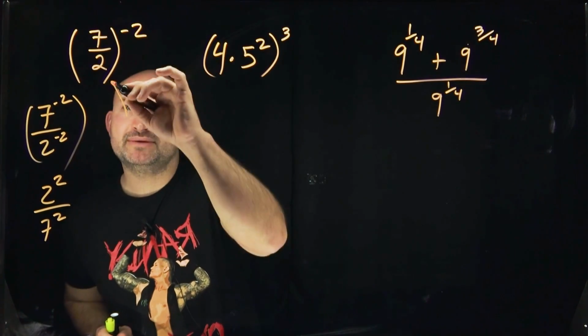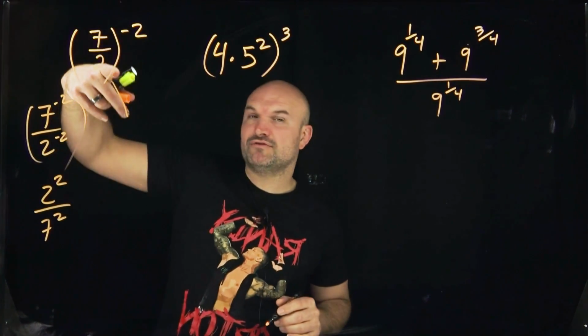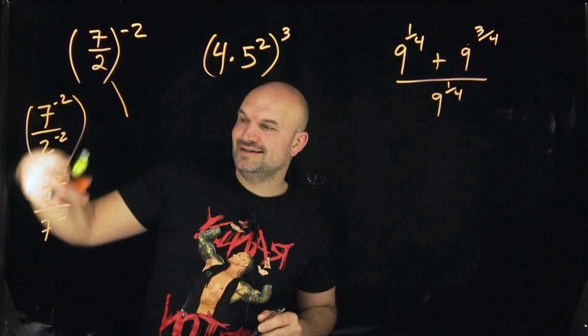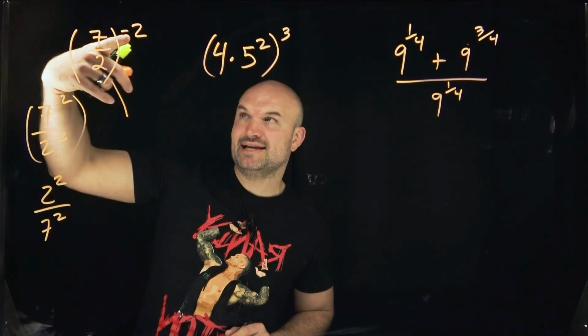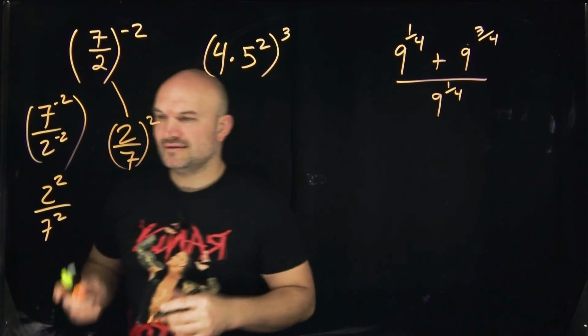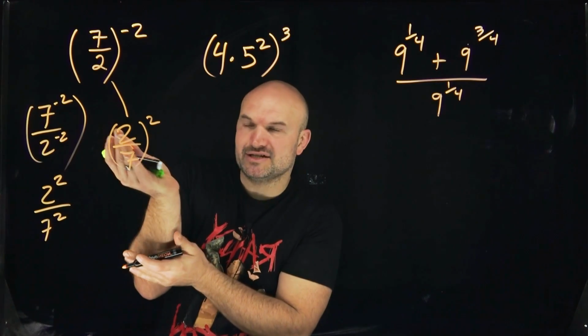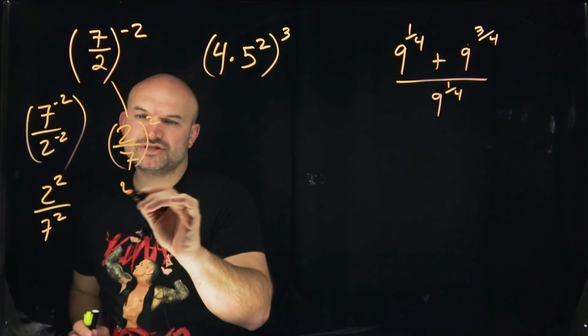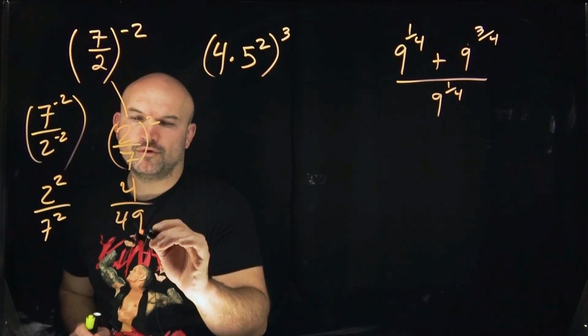But the trick that I want you to look at in this case is whenever you have a fraction raised to a negative power, we can just reciprocate that and then square it. So it's (2/7) squared. And then squaring the top and the bottom is basically just multiplying 2/7 by itself, which is going to be 4 over 49.